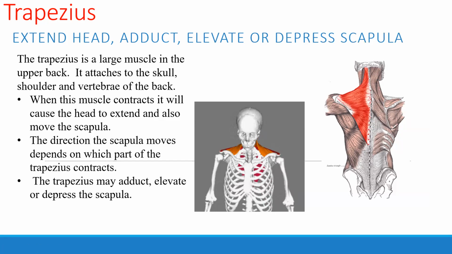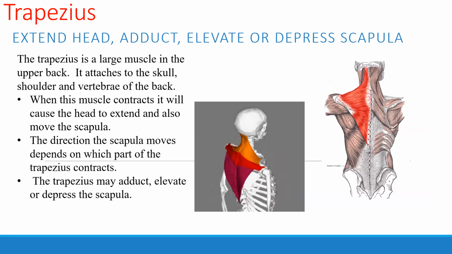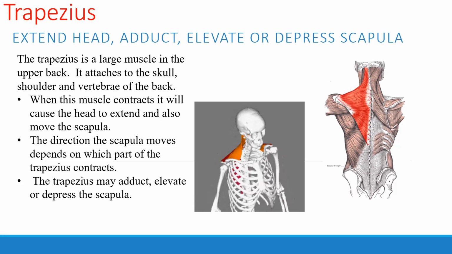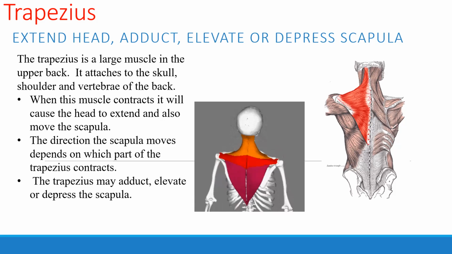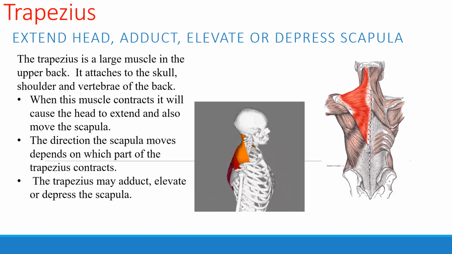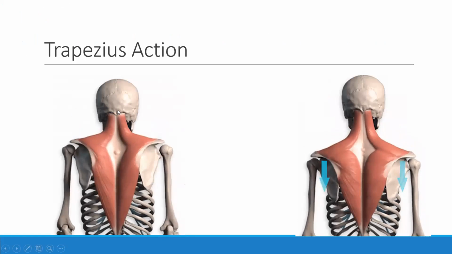We use it to raise our head up, to depress the scapula, to extend the scapula. You shrug your shoulders, for example. You are using your trapezius. When you raise your head up, look around, you're using your trapezius. Here we see examples of that.